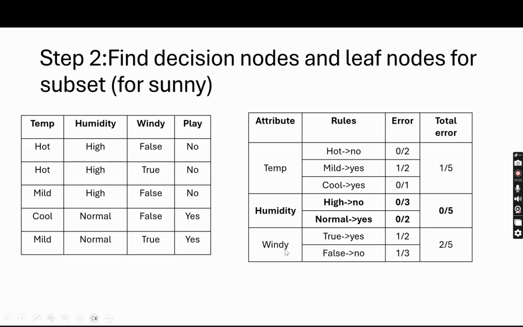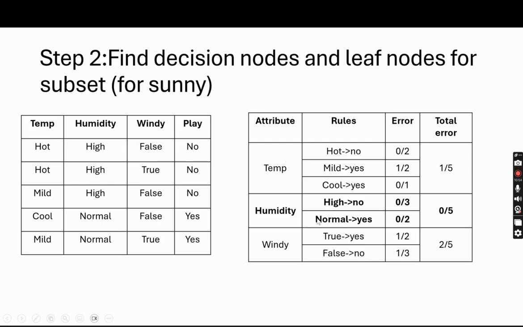That is, for each attribute we have to calculate the total error. There are three attributes: temperature, humidity and windy. For temperature there are three values: hot, mild and cool. There are two values of hot, which tend to no, so hot results in 0 errors. Mild has one value yes and one value no, so out of 2 there is 1 error, and for cool there is 0 error out of 1 entry.